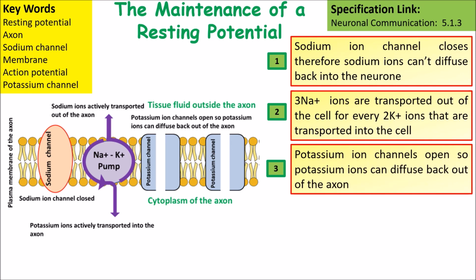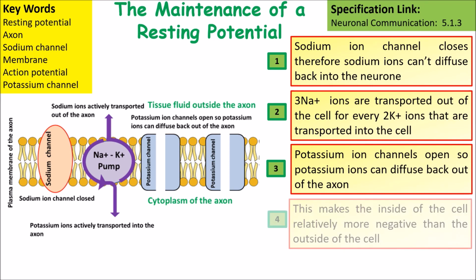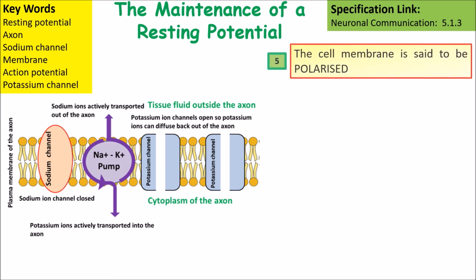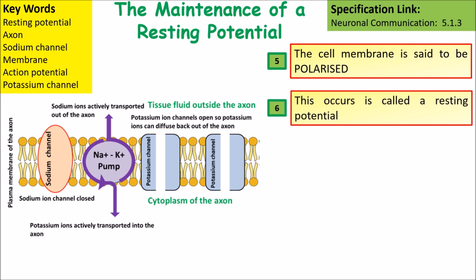Potassium ion channels open so potassium ions can diffuse back out of the axon. This makes the inside of the cell relatively more negative than the outside. So the cell membrane is said to be polarized, and like we said before, when this occurs, this is called resting potential.